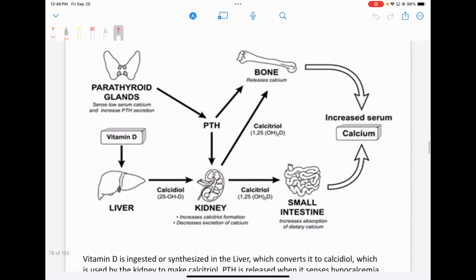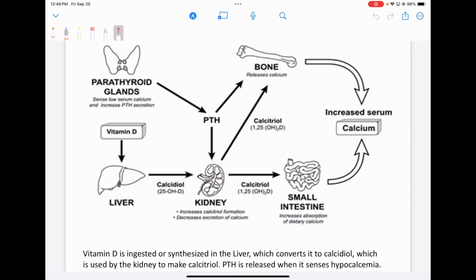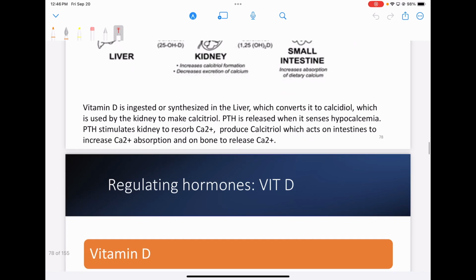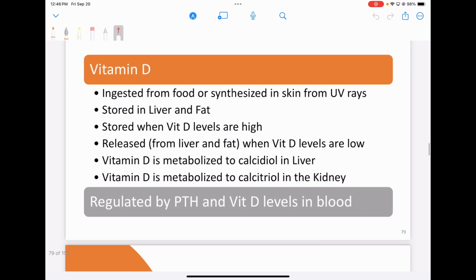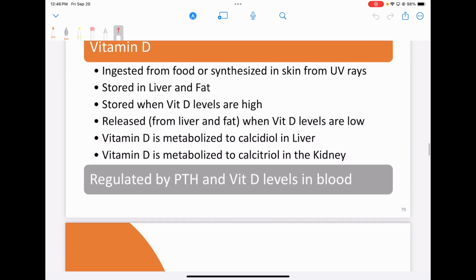And in our summary slide, we're looking at PTH, vitamin D, and their different effects. But we've already gone over all that in physio. Vitamin D comes from the food or from UV rays. That's why getting out in the sun is so important. We don't go out in the sun enough anymore. It's stored in the liver and fat, stored when vitamin D levels are high. So when you eat a lot of vitamin D, you store it. Whatever's excess, you pee out.